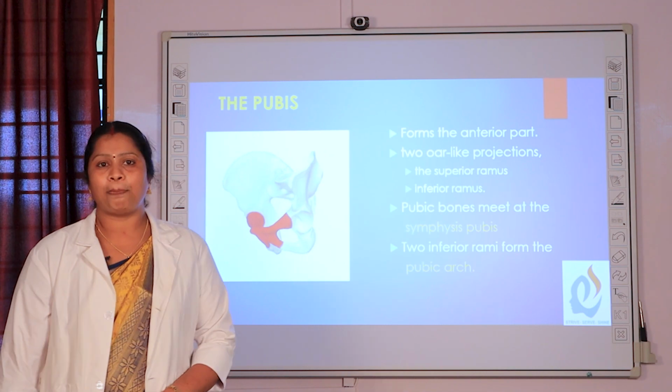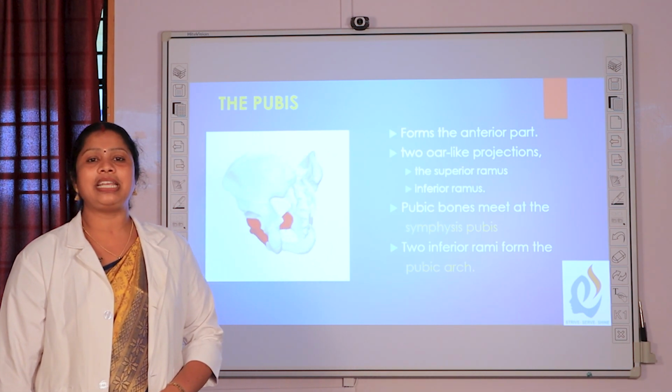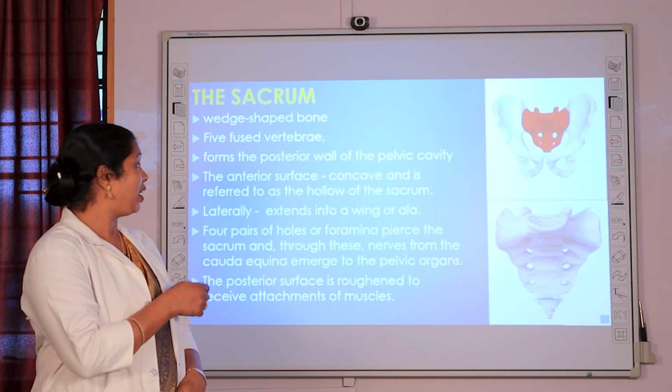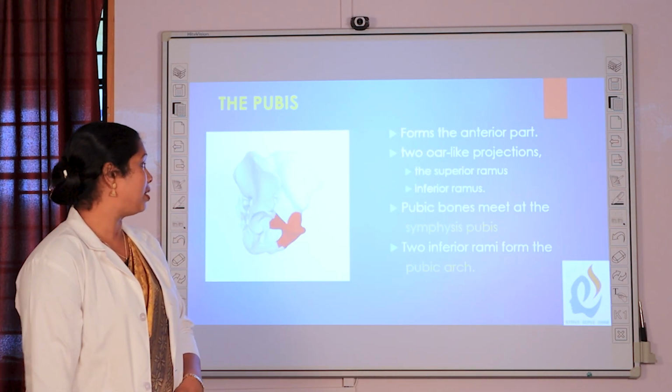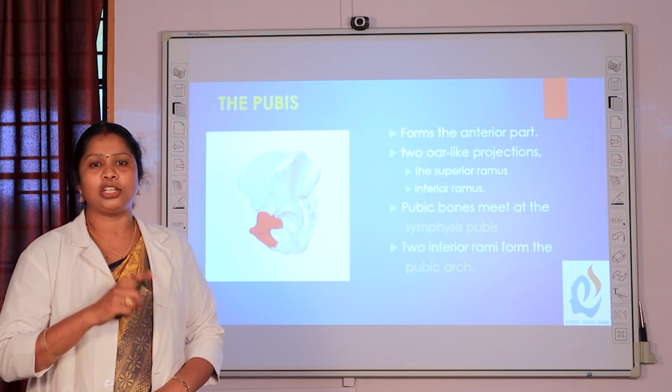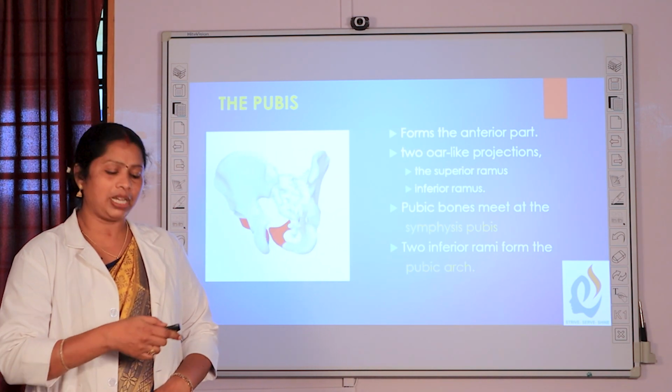The next one is the pubic bone. It forms the anterior part of the pelvis. It has 2 arrow-like projections, the superior and the inferior ramus. The pubic bones meet at the symphysis pubis level and the 2 inferior rami form the pubic arch.